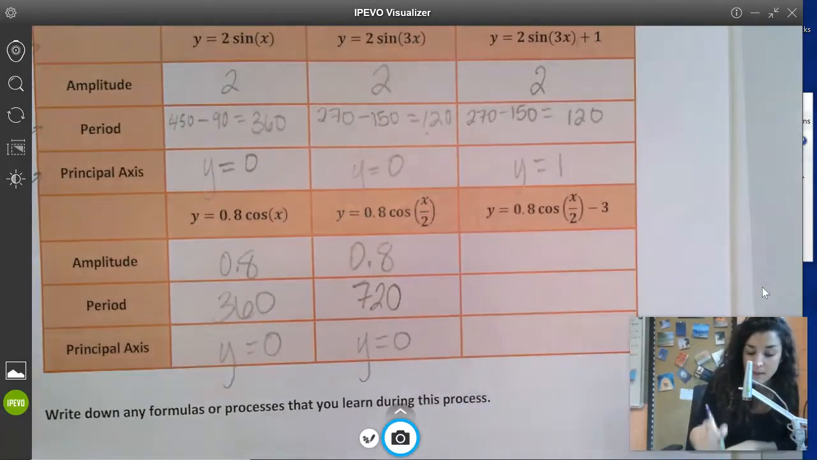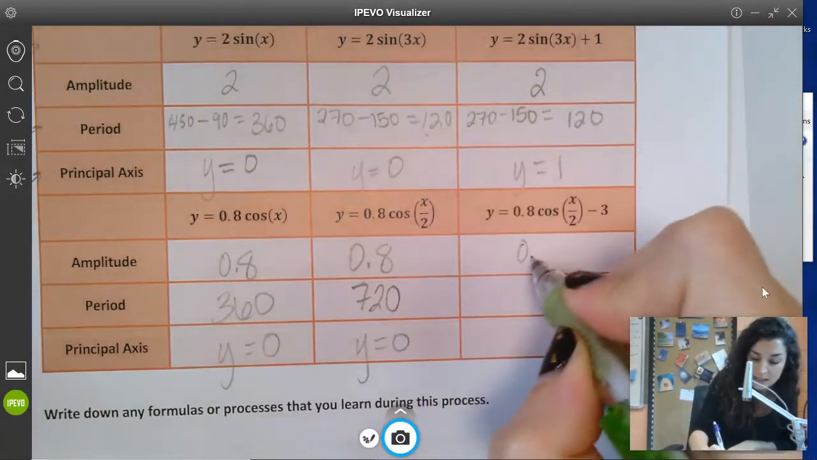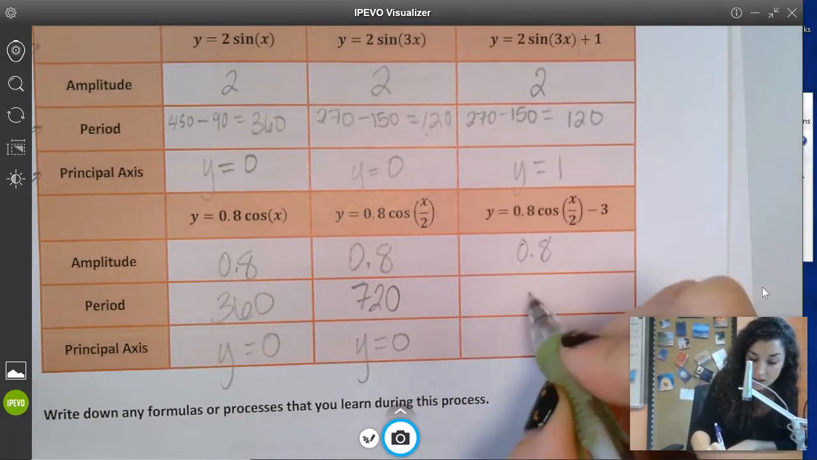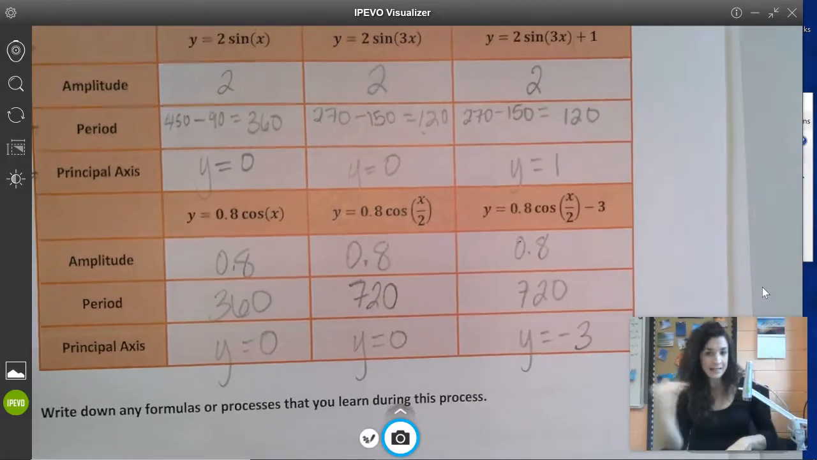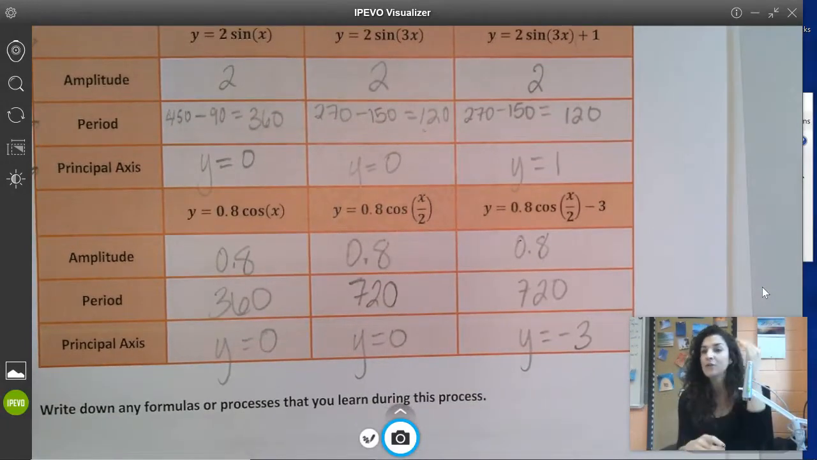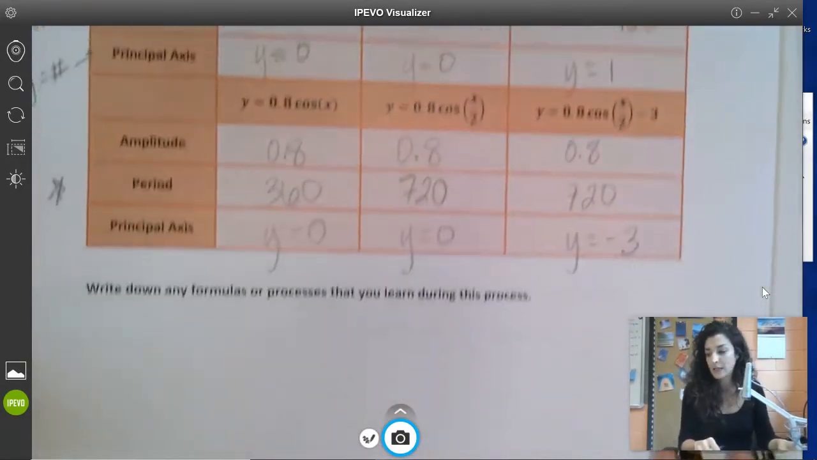So when we minus 3, it's just a vertical shift down by 3. We still have the same amplitude. We still have the same period. And now just our middle line is at -3. And when you do that, you can see that it shifts down by 3. And it can all be found within your equation. You don't have to look at the graph.